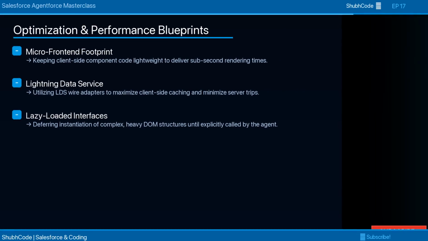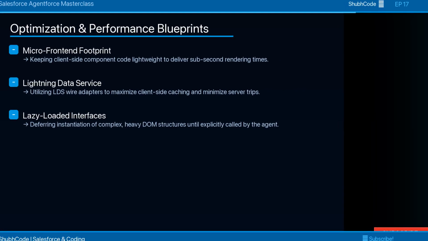To wrap things up, let's talk about performance optimization. Because Agentforce conversations are fast-paced, your LWCs must load and render in milliseconds. Avoid making heavy, imperative Apex calls inside your dynamic components. Instead, rely on the data already grounded and passed by the agent. Utilize the Lightning Data Service wire adapters to cache record data locally, and leverage component lazy loading to defer rendering complex UI elements until the agent actually requests them.